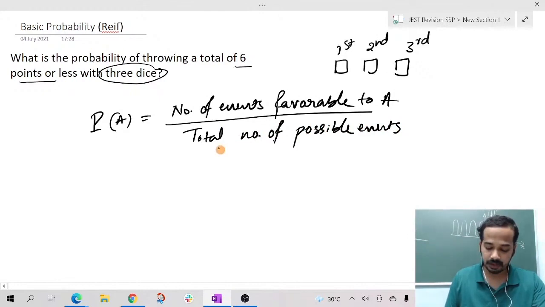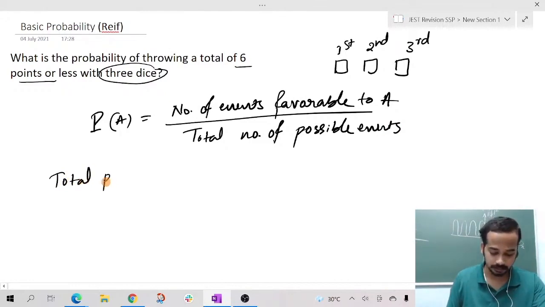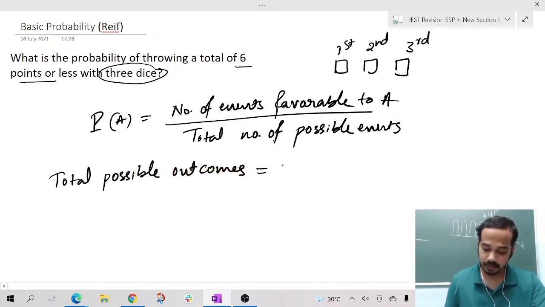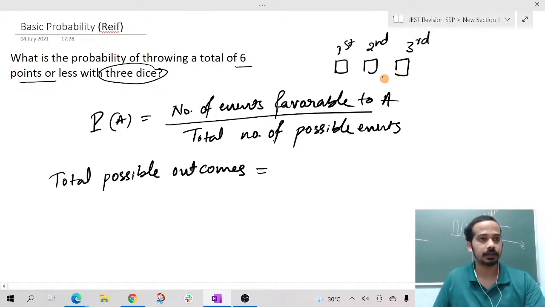Now I need the total number of possible events in this situation. What is the total number? Can you quickly tell me? The total possible outcomes. You have thrown 3 dice, isn't it? What is the total possible outcome?